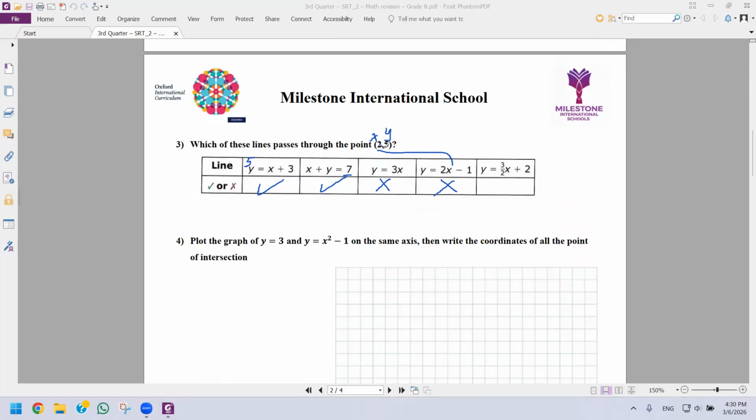The last one, again, instead of x, you should put 2. Now here's the thing. We have 3 over 2 times 2. The easiest way to solve it is to simplify. You have multiply by 2, divided by 2. It's cancelled. So what is left? 3 plus 2, which is equal to 5. And the y value of the point is 5. So this line passes through the point (2, 5) because it satisfies the equation.